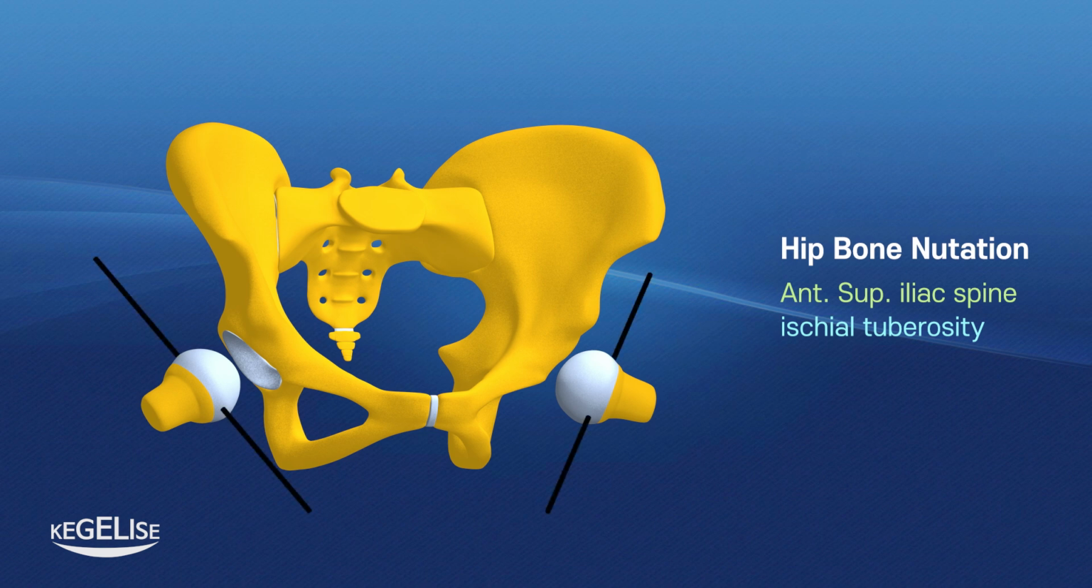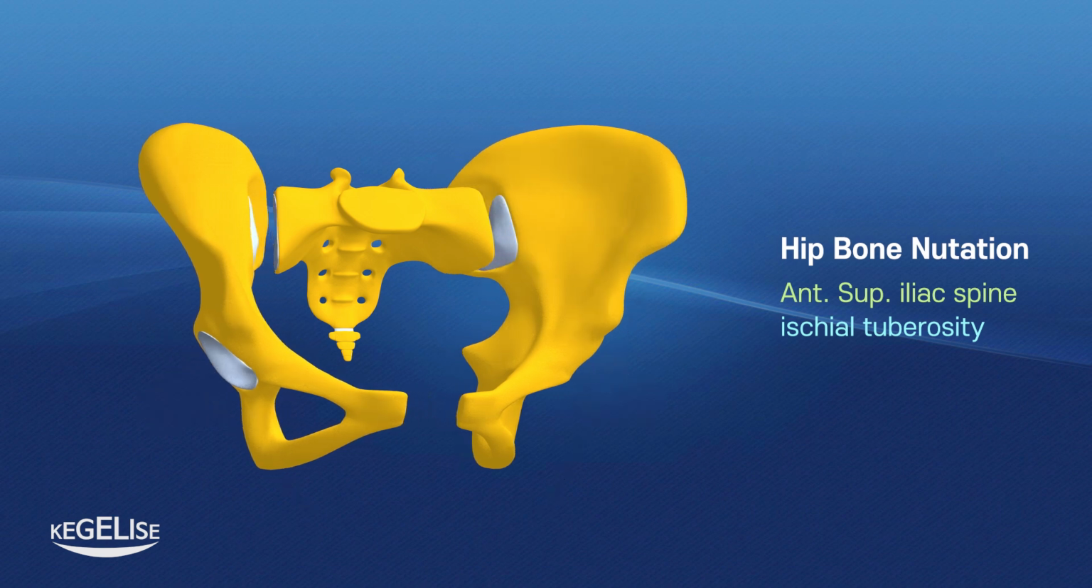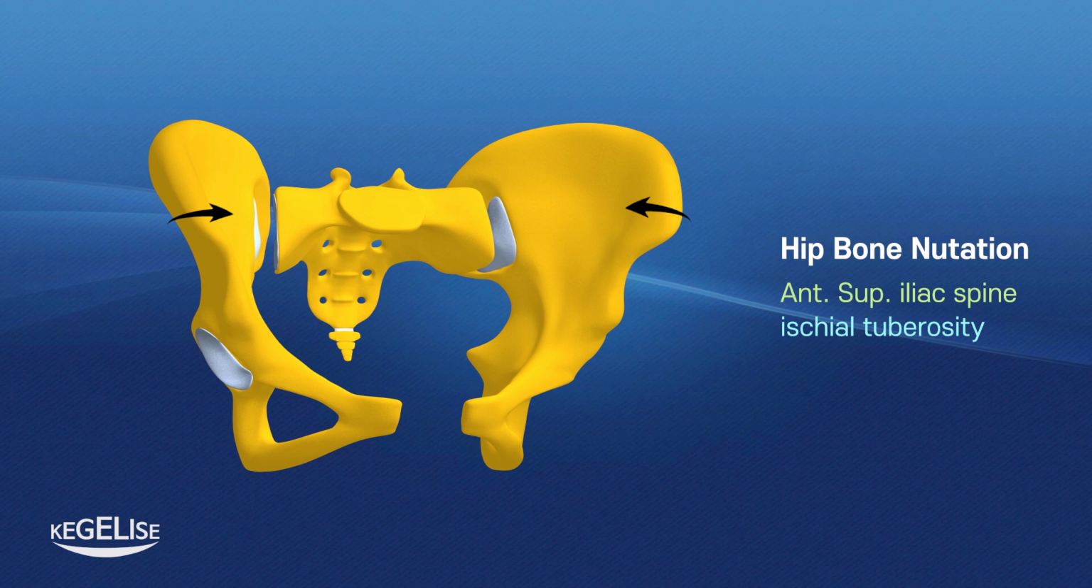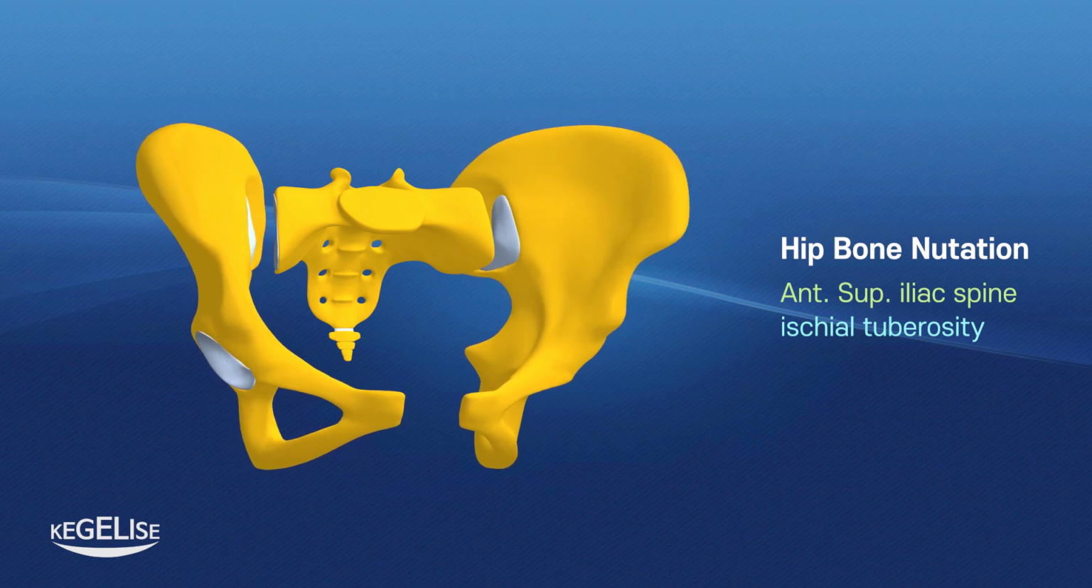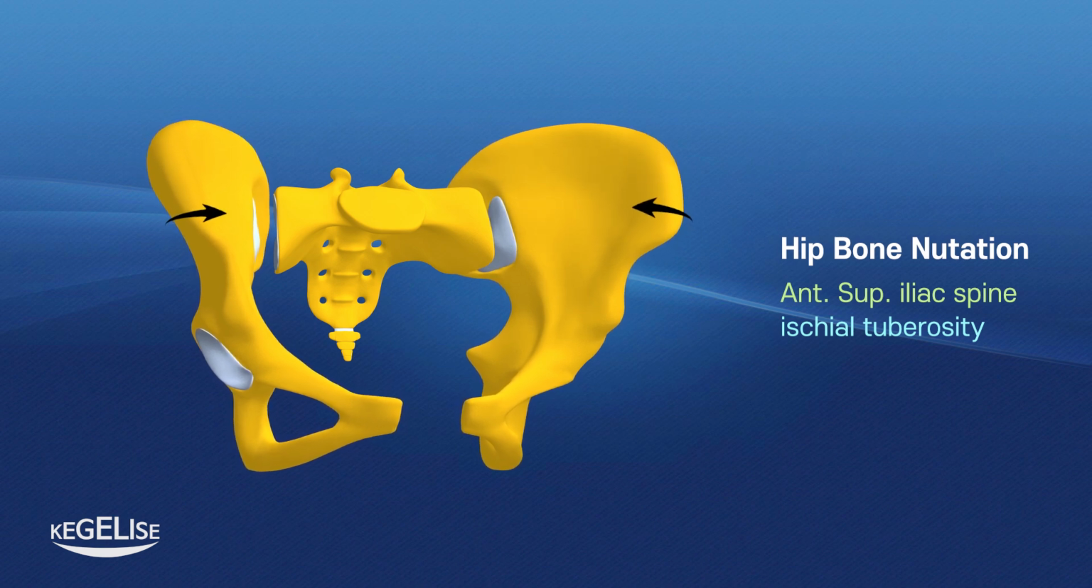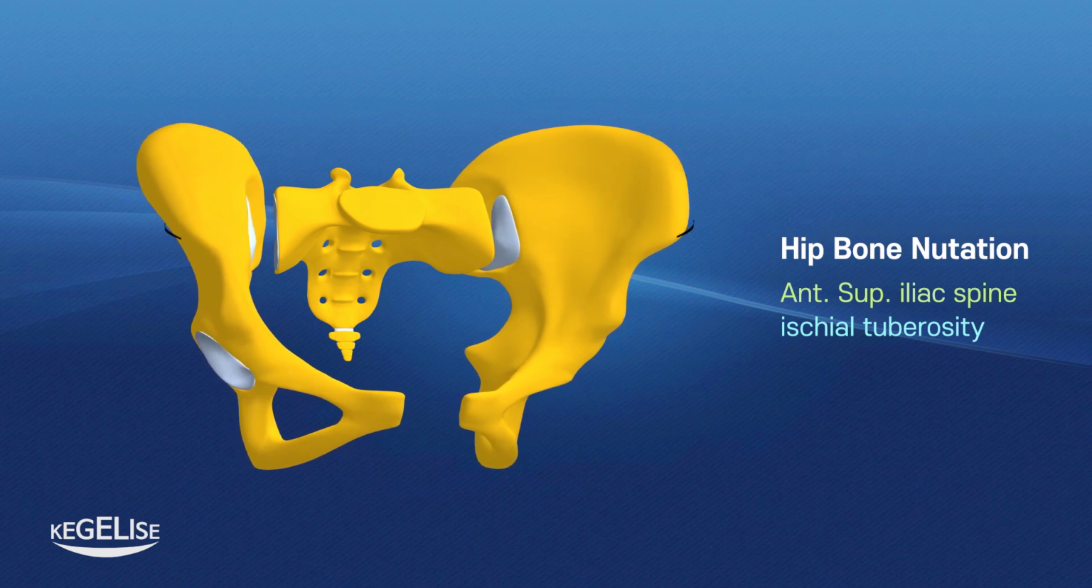The axis for hip bone nutation crosses the center of the femoral head. Hip bone nutation is a nodding movement of the hip bone. During hip bone nutation, the hip bone tilts inward while the anterior superior iliac spine rotates inward and the ischial tuberosity rotates outward.